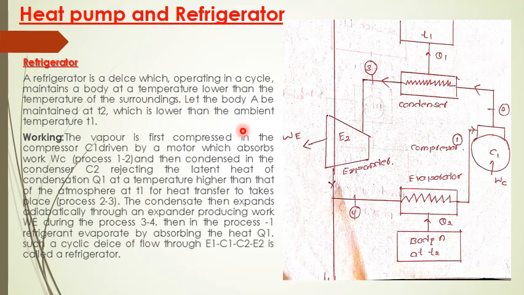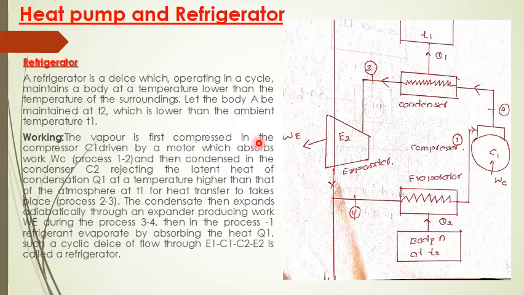Let body A be maintained at temperature T2, which is lower than the ambient temperature T1. You can observe in the diagram, this is body A, which we need to maintain at temperature T2, and T1 is the ambient temperature. Now let us understand its working.